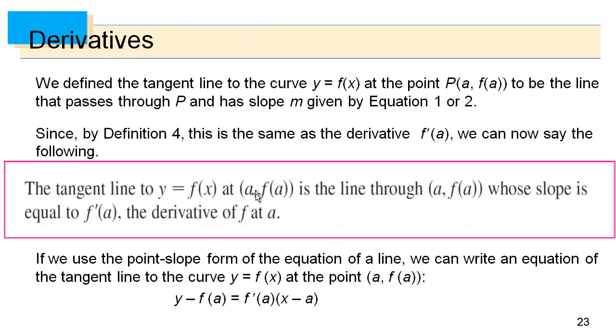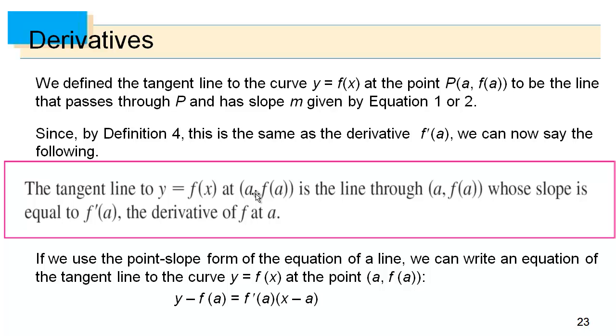Okay, earlier we defined the tangent line to the curve at the point (a, f of a) to be the line that passes through that point P and has that slope m given by the equation that we saw earlier, equation 1 or 2. Since by definition 4 this is the same as the derivative, we can now say that the tangent line to the function at some point is the line through that point whose slope is just equal to the derivative of the function at that point. So all we're doing is relating those two ideas together, that the derivative at a point is the same thing as the slope of the tangent line at that point.